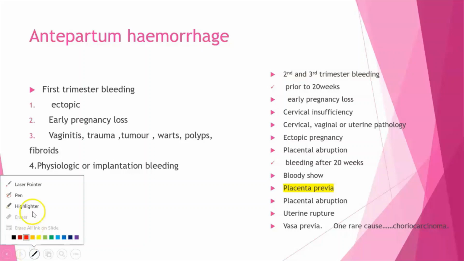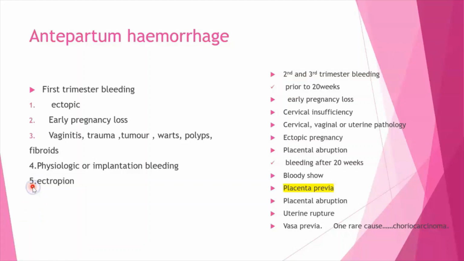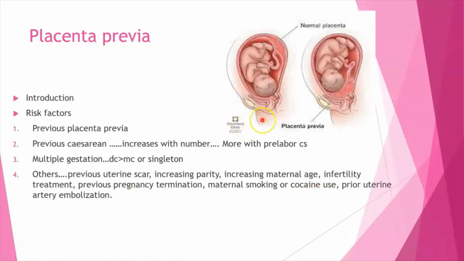Now the most important cause and the most common emergency in the labor room is placenta previa. So let's study what is placenta previa. Now friends, as you can see in this picture, this is a normal placenta, and this placenta which is encroaching upon the internal os is placenta previa.